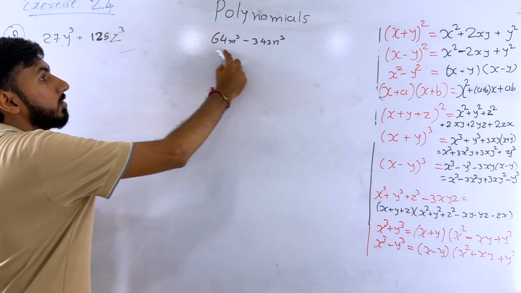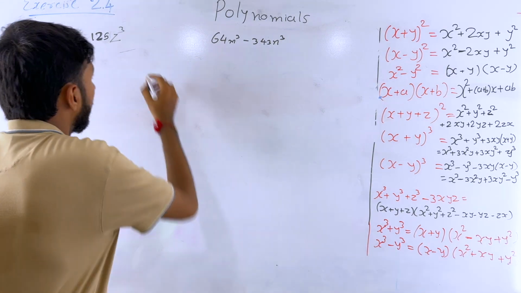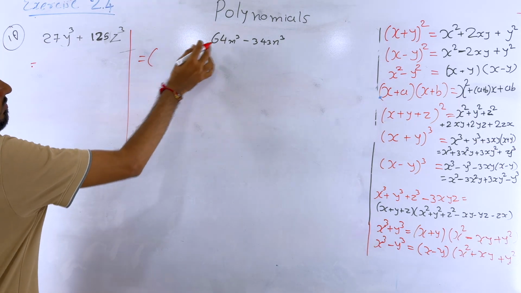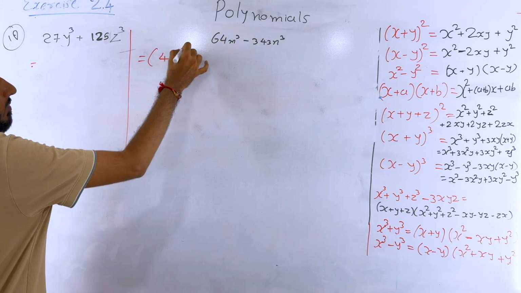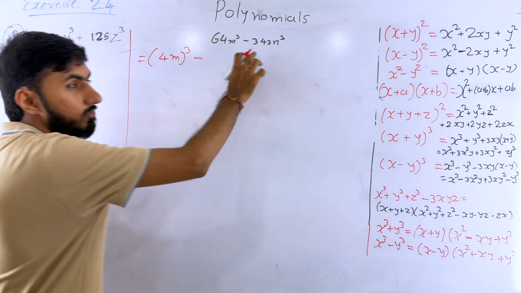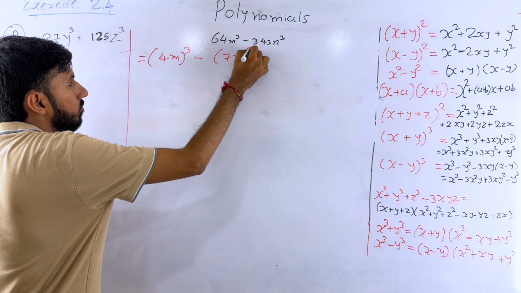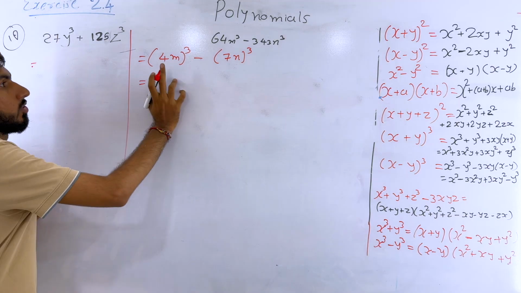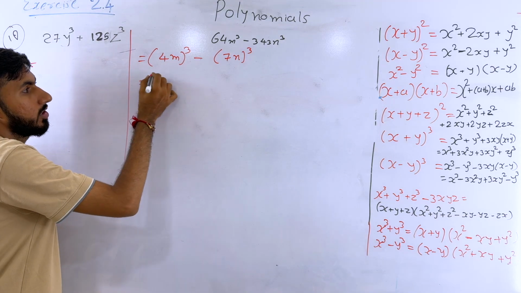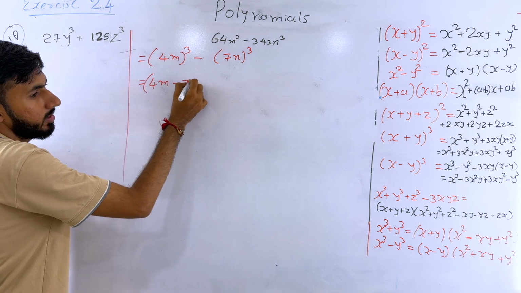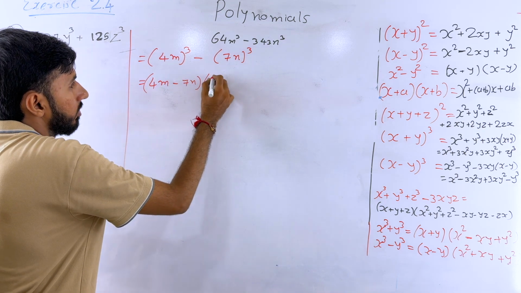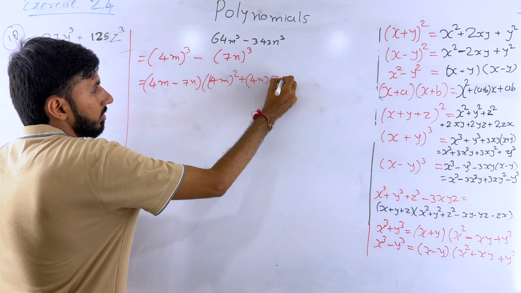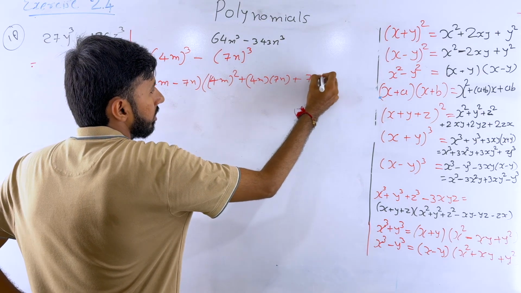My second question is 64m cube minus 343n cube. So I will use the identity x cube minus y cube. Convert it into a suitable form. 64 means 4 cube, so (4m) cube minus 343, which is a cube of 7, so (7n) cube. You must know cubes till 10. So (4m) cube minus (7n) cube, so I can use the identity directly. 4m minus 7n in the first bracket. In the second bracket, I would write (4m) square plus 4m multiplied by 7n, and the last one will be plus (7n) square.